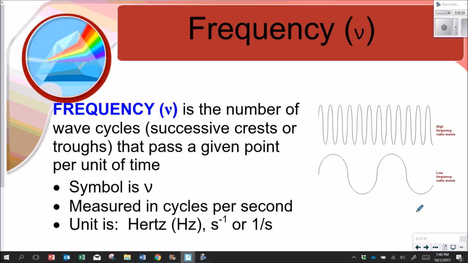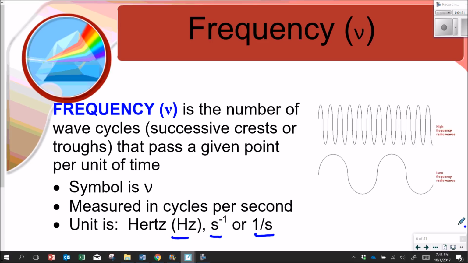The trough is the lowest point in a wave. The frequency v is the number of wave cycles or successive crests or troughs that pass a given point per unit time. The symbol is v, and it is measured in cycles per second. The unit can be the hertz, or it could be second to the power of -1, or 1 over seconds. All these units are equivalent, and you need to be familiar with all of them.